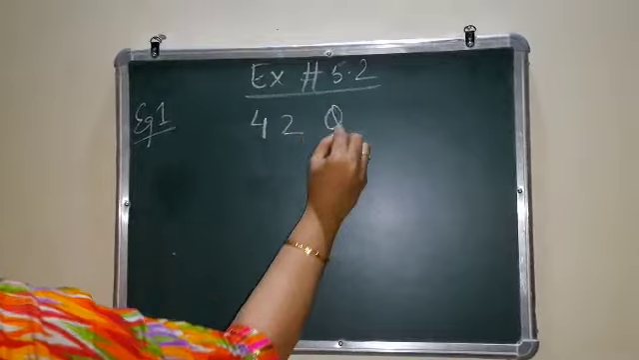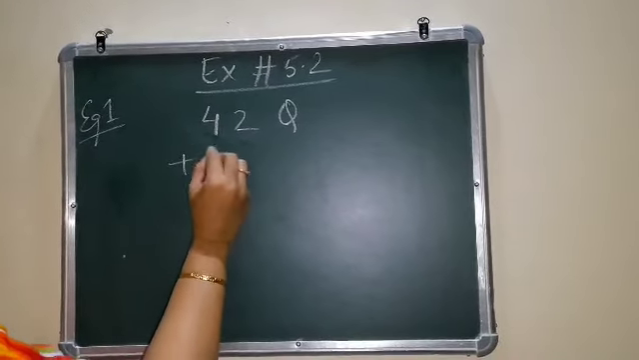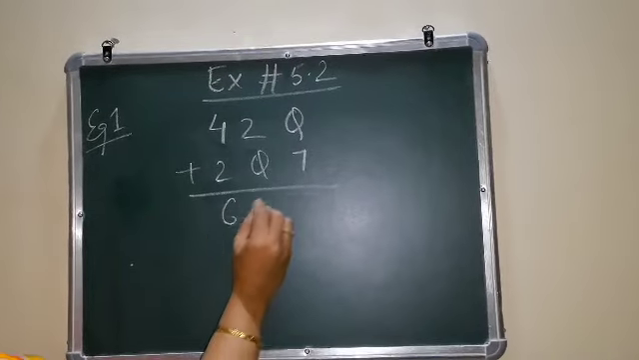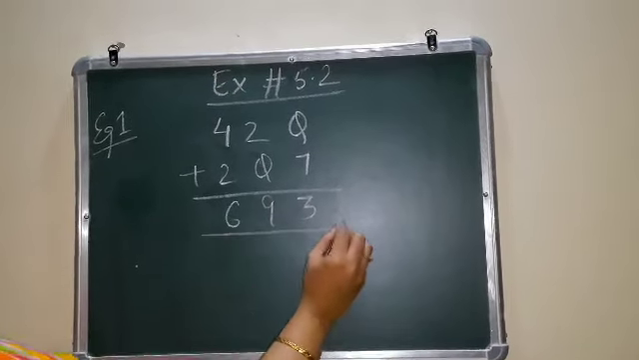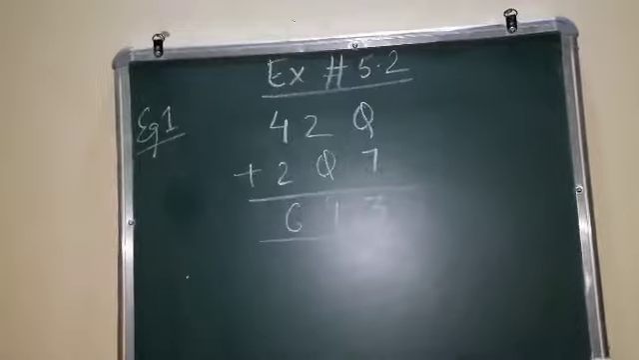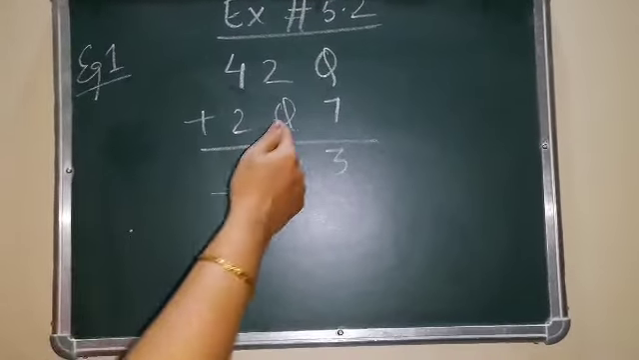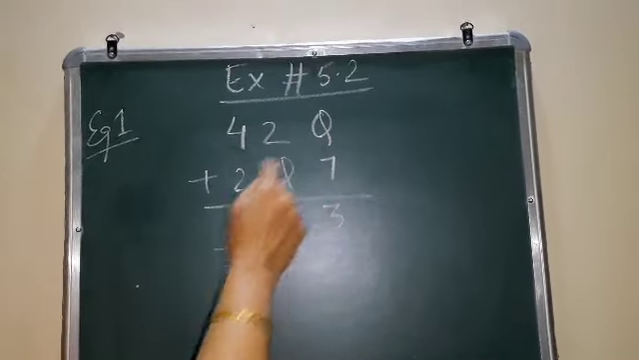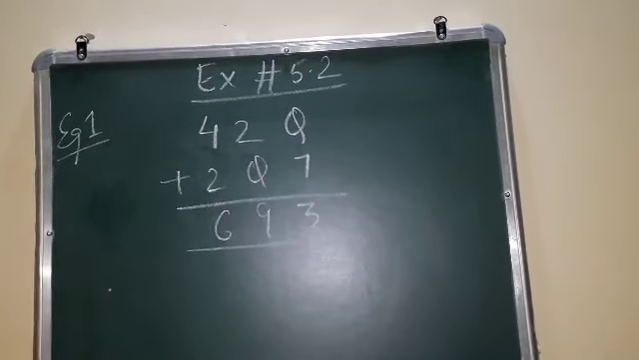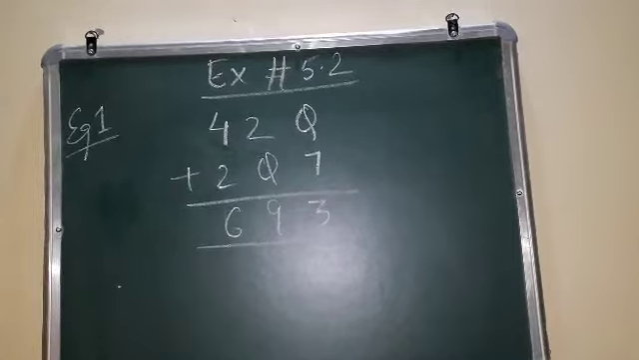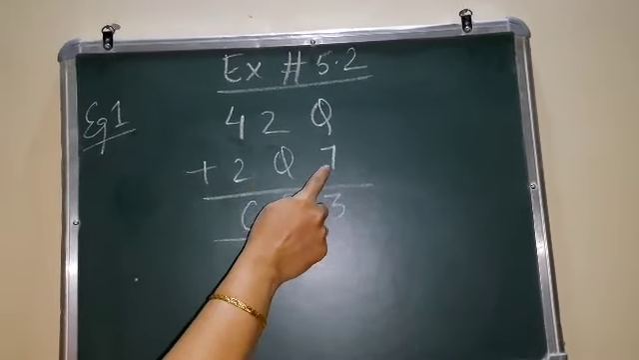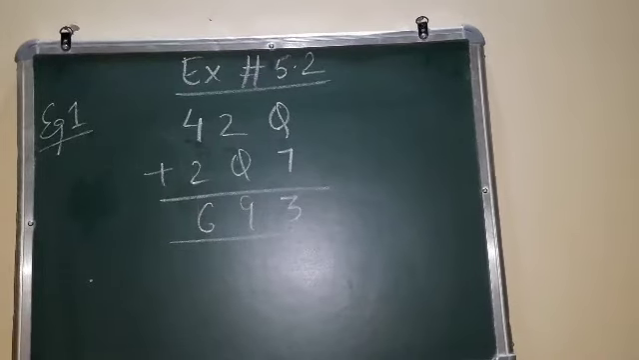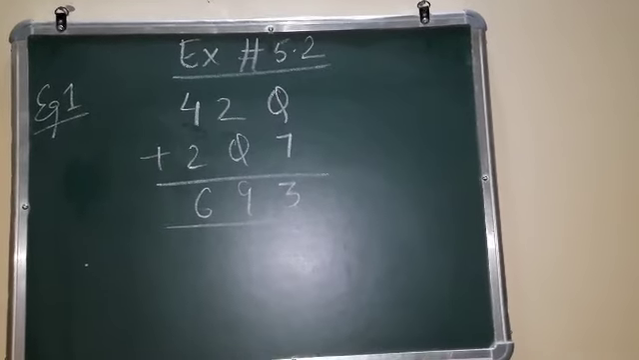It is 42Q plus 2Q7 and the answer given is 693. See, you have to find this missing letter Q. Now, as there is just one letter missing, at both these places the digit which you put will be the same. So what we have to think is, this number is 7 and the answer coming is 3. So what should be added to 7 so that you get something ending in 3?